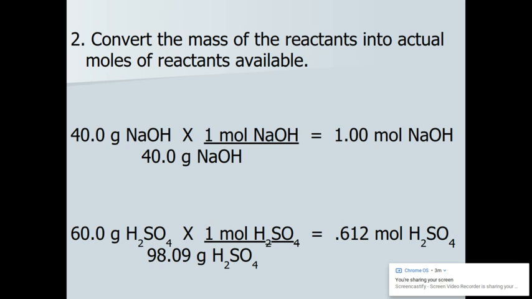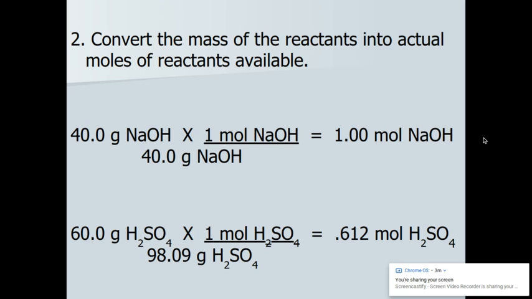This is what we've been talking about for a while. You want to be converting everything to moles to compare them, and that's what we do in stoichiometry. We're turning them into moles so we can use our mole ratio. Remember, we have our mole ratios. That's what we're going to do next. Okay, so here we have 40 grams of NaOH, and 40 grams of NaOH make 1 mole.